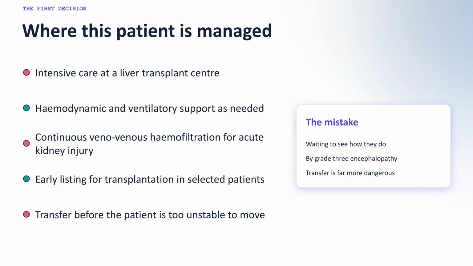They need hemodynamic and ventilatory support, continuous veno-venous hemofiltration if there is acute kidney injury, and early listing for transplantation in selected patients. The mistake is waiting to see how they do. By the time a patient reaches grade 3 encephalopathy, transfer is far more dangerous and the window may have closed.